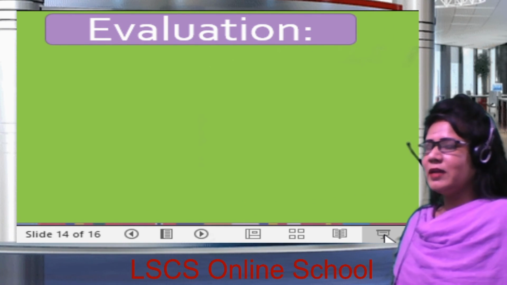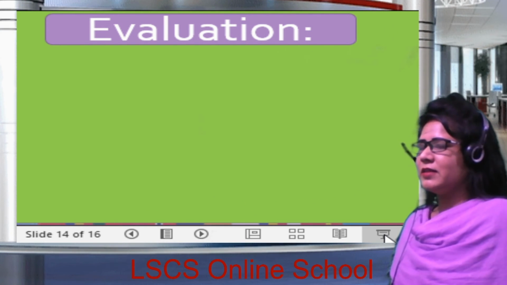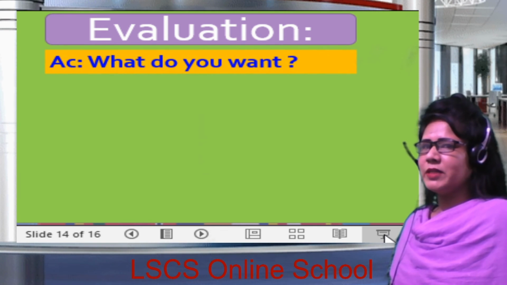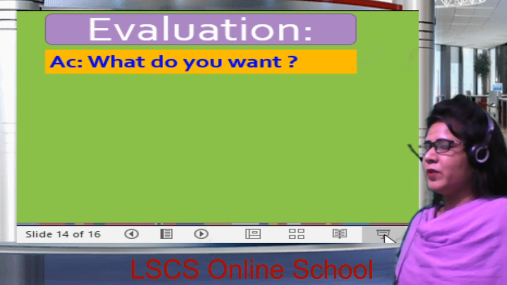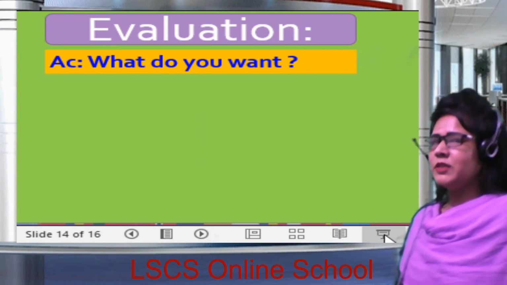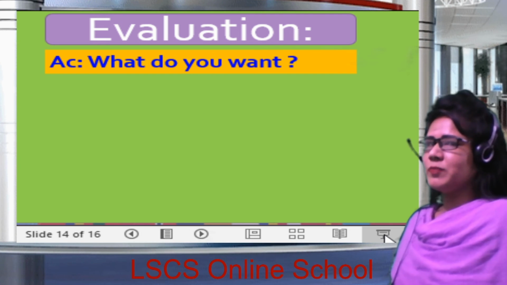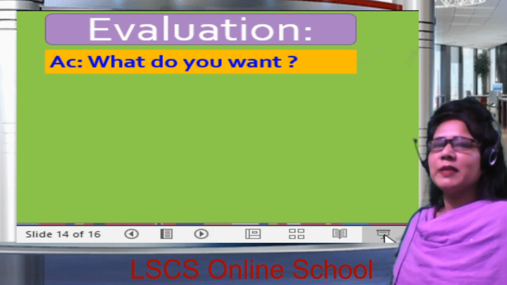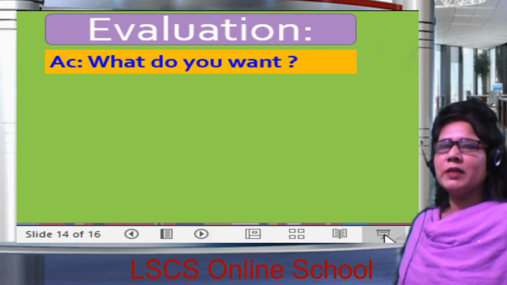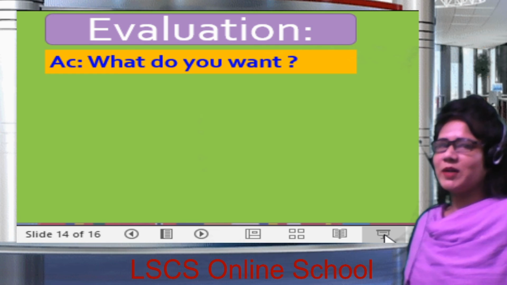Evaluation: আমি তোমাদের কিছু কোয়েশ্চেন জিজ্ঞাসা করি. I hope you all will try to give the answer of the question. Dear students, what do you want? So the sentence begins with what, WH word. So how can we change from active to passive, dear students? So what do you want? The sentence begins with what. So আমরা বলতে পারি: what is wanted by you?